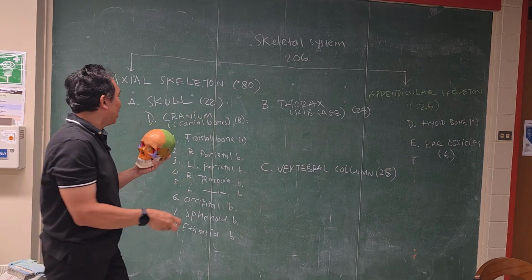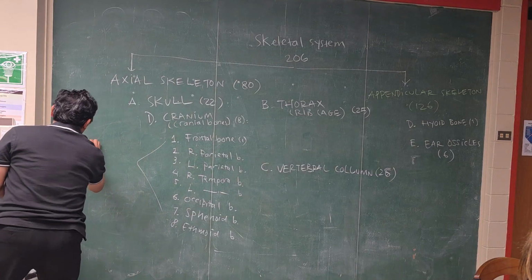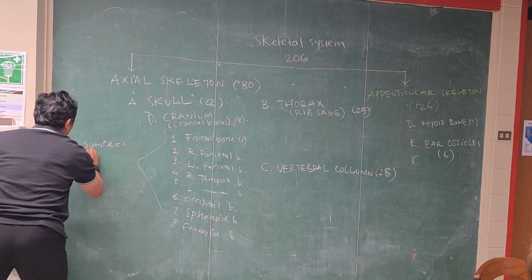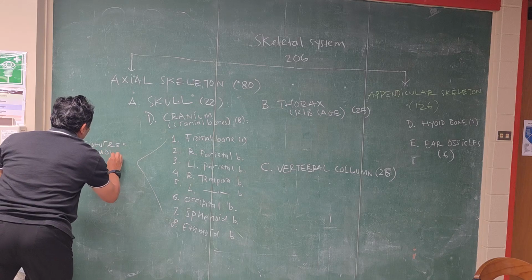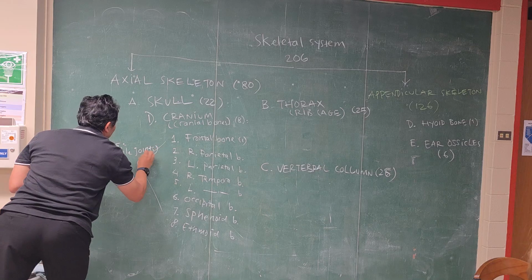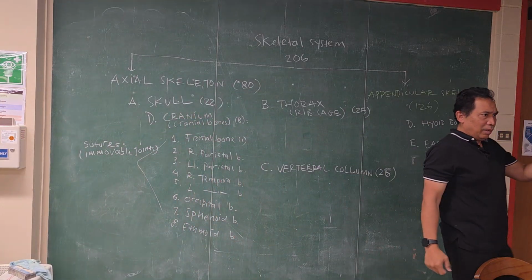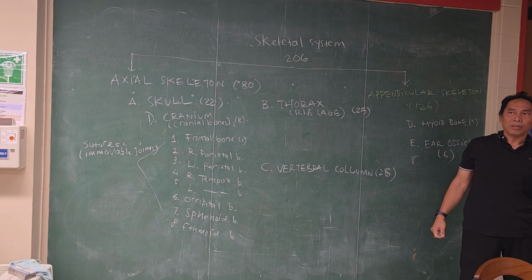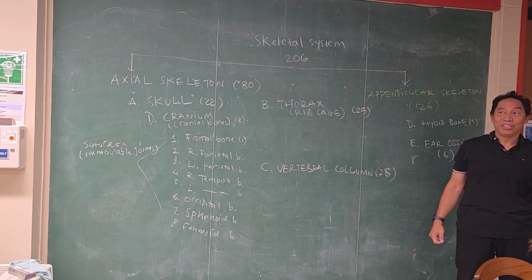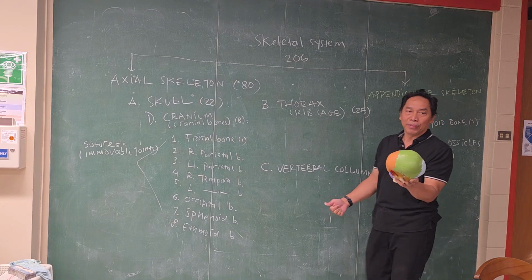The bone is still there, it's not moving, even though there is a joint over here. This joint is called the sutures, and it's also known as an immovable joint. So immovable joints that join the bones of the cranium are called sutures. And there are 4 types.